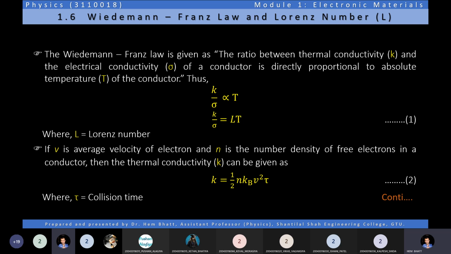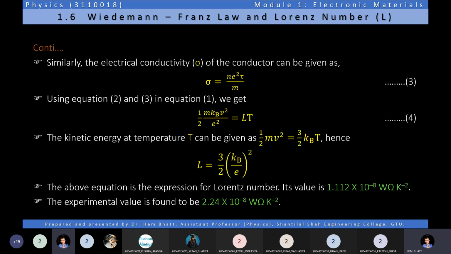And then we saw the Wiedemann-Franz law and Lorentz number. The Wiedemann-Franz law says that if you take the ratio of thermal conductivity and electrical conductivity, the ratio will be proportional to temperature. So here is the equation of Lorentz number.